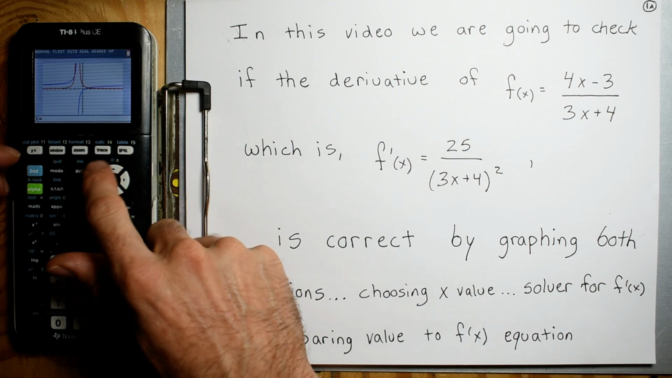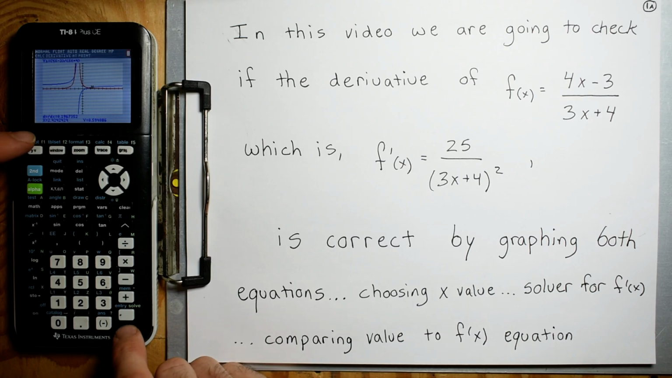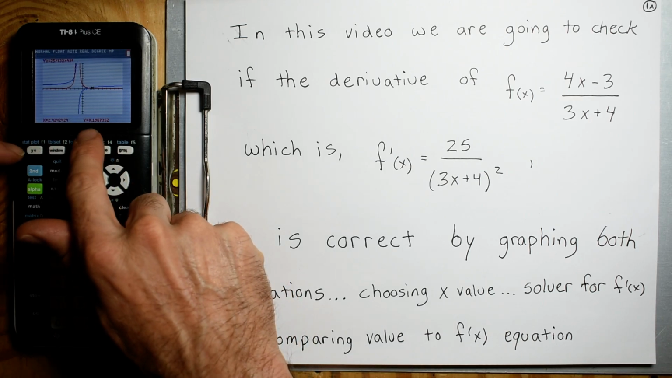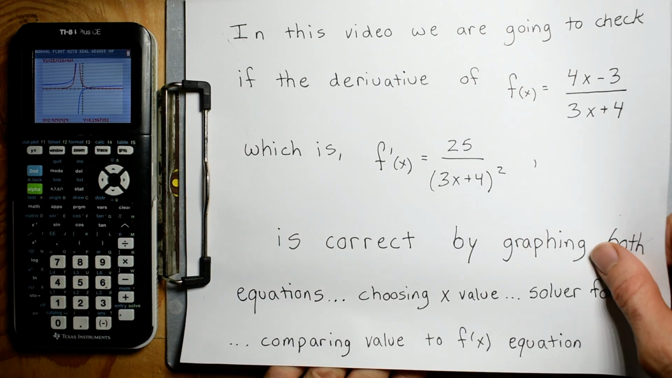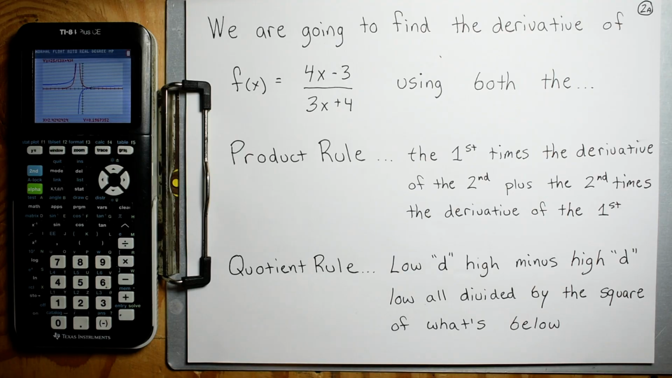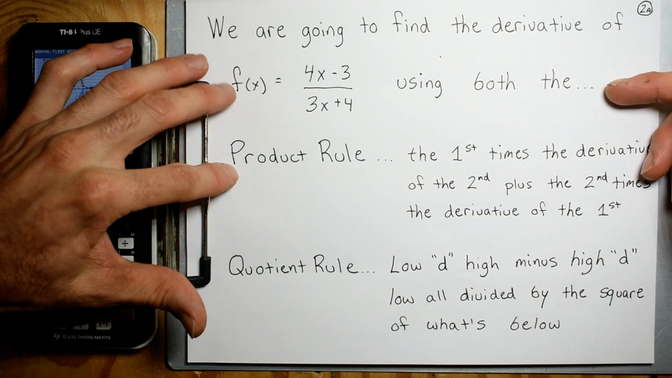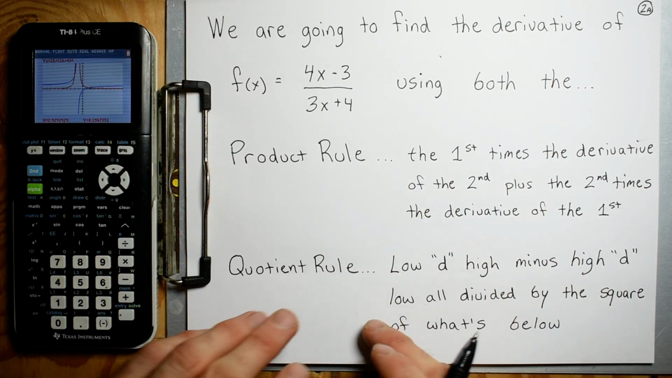We can even try a different point. So this is the derivative, 0.196, and then we'll go to the red graph, and that y value is 0.196. Now we're going to find the derivative of this equation using both the product rule, which is way easier to memorize than the quotient rule.